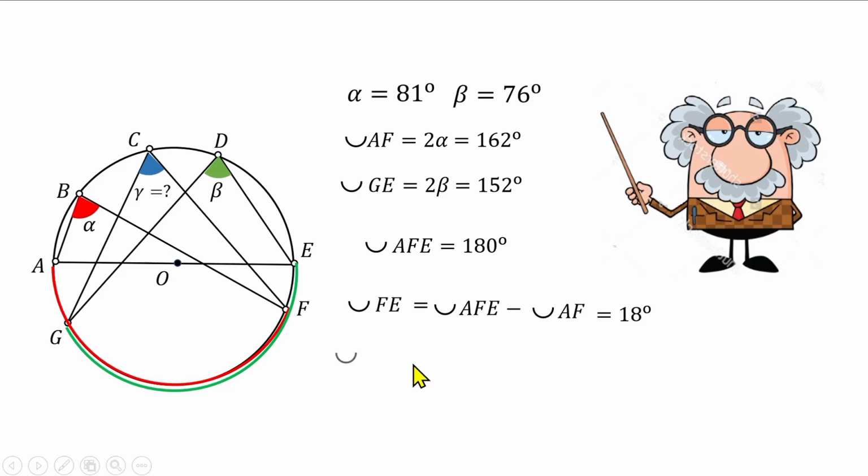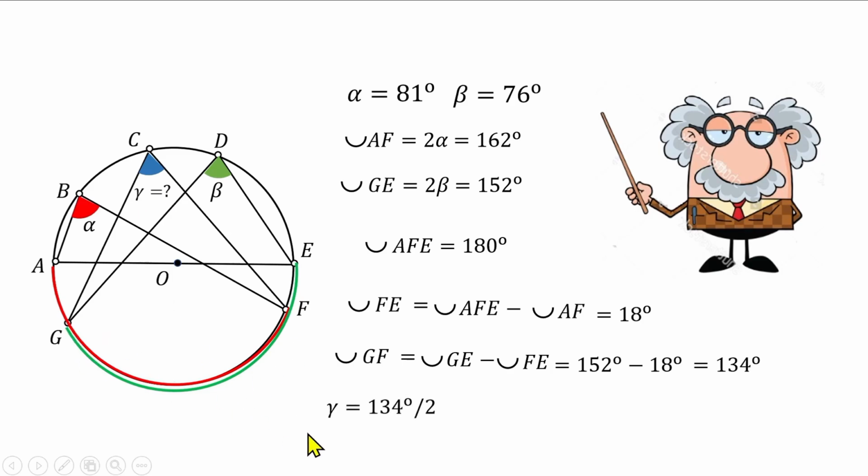Next step, we find arc GF, which is intercepted by the unknown angle. So this is equal to GE minus FE, or 152 minus 18 degrees, or 134 degrees. From the inscribed angle theorem, we know that this arc is equal to 2 gamma. From here, gamma is equal to 134 degrees over 2, or equal to 67 degrees. This is the answer in our problem.